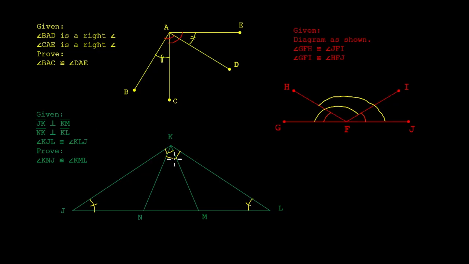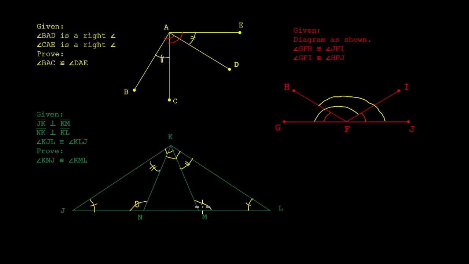Next, angle NKM is part of angle JKM and angle LKN. So there's 2 thoughts you could do here. Complements of the same angle are congruent, or subtracting the same angle from congruent angles results in congruent angles. So then these 2 angles are congruent. You can use complements of the same angle, or you can use subtracting the same angle. Either one is fine. So now next, we're proving that angle KNJ is congruent to angle KML.